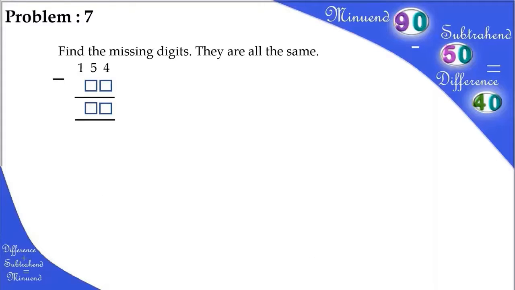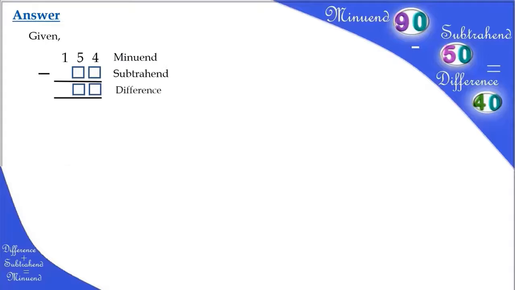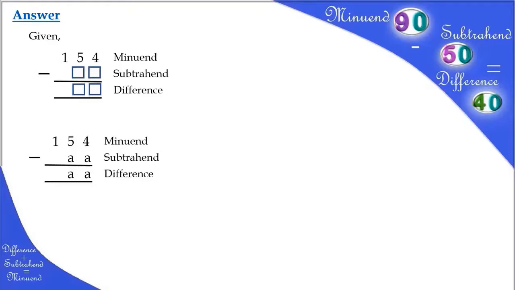Now problem number 7. Find the missing digits. They are all the same. Answer. They have given all the digits as the same, so we will consider this box as A. First we will consider the ones digit. A plus A is equal to 4. We know that 2 plus 2 is equal to 4. So A equals 2.